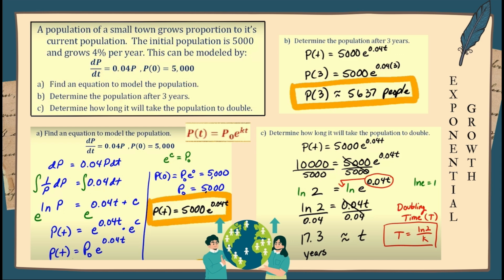And the third question is, determine how long it will take the population to double. Since it's double, we take 5,000 times 2, which is equal to 10,000. So we take 10,000 equal to 5,000 e^(0.04t). Then we do the calculation and take the log of both sides. At the end, we get t approximately 17.3 years. And t equal to ln 2 over k is also one of the equations for doubling time.